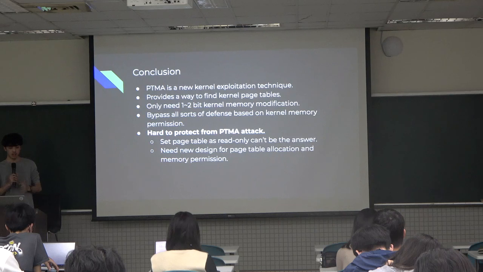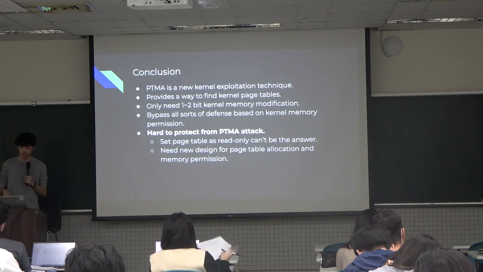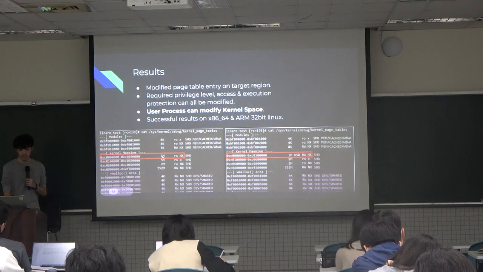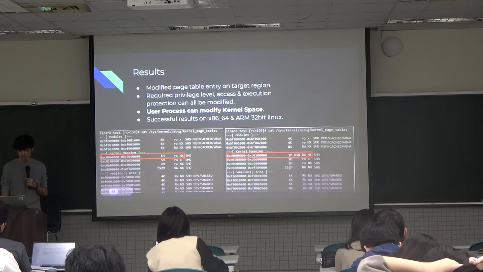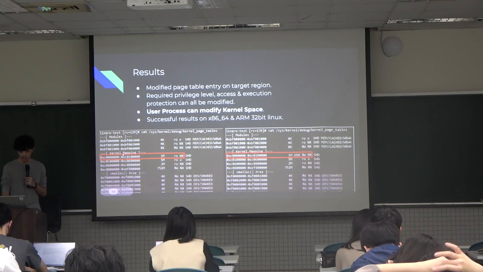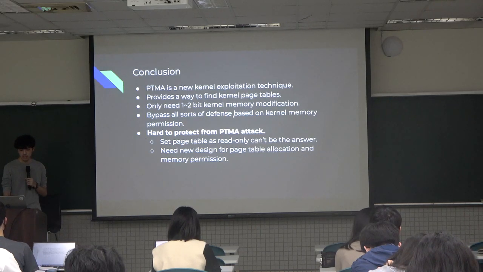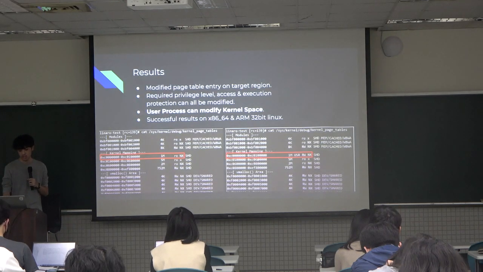Our conclusion is that PDMA is a new kernel exploitation technique, and it provides a way to find kernel page tables. It only needs a 1 to 2 bit kernel memory modification, since you only need to modify the access and execution privilege of your target address, and it can bypass all sorts of defenses based on kernel memory permission, since you can directly modify the memory permission.